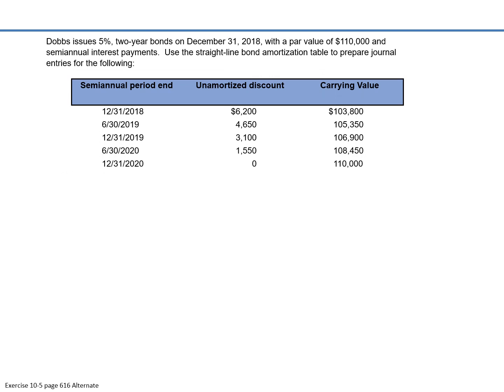All right, same problem, different numbers. Why don't you take a minute to record the issuance of the bond and then also record the semi-annual interest payments and then also the disposal of the bond or the maturity of the bond. And when you're finished, you can resume the recording and we can go through the answers.